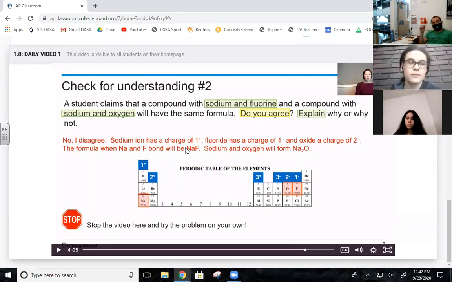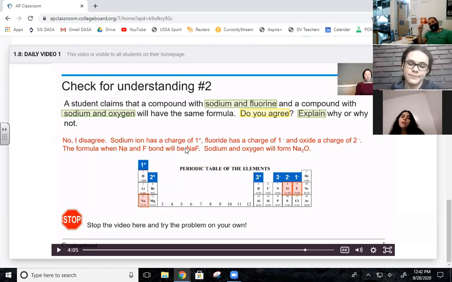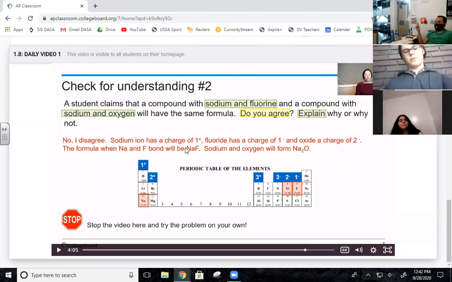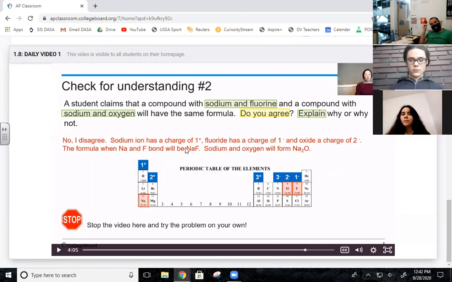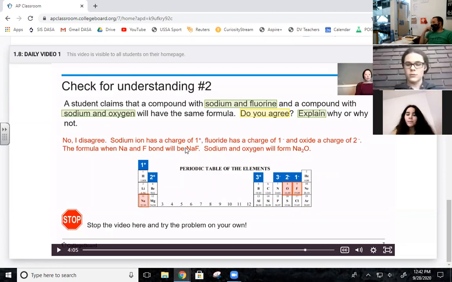So yes, I disagree. Sodium ion has a charge of +1, or 1 plus. Fluoride has a charge of 1 minus, and oxygen. Fluoride and oxide, that is the nomenclature for an ionic compound. You put an "ide" if it's an ionic compound. The formula when Na and F bond will be NaF, and sodium and oxygen will be Na2O. Okay? Disodium oxide.